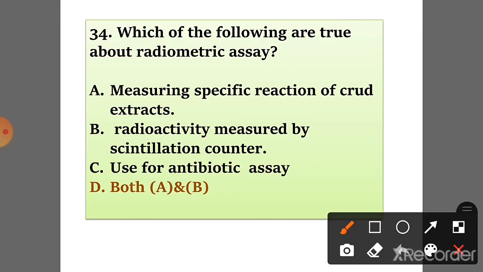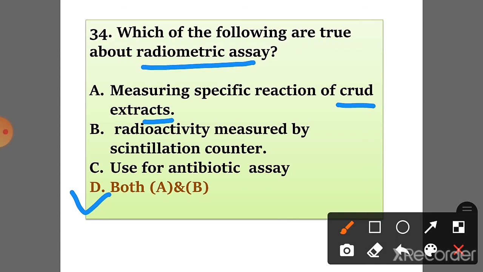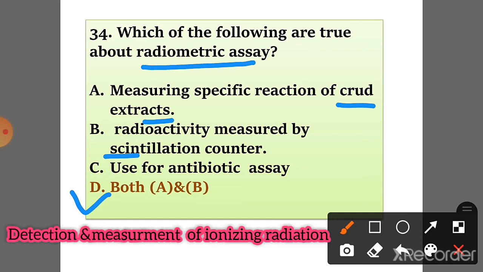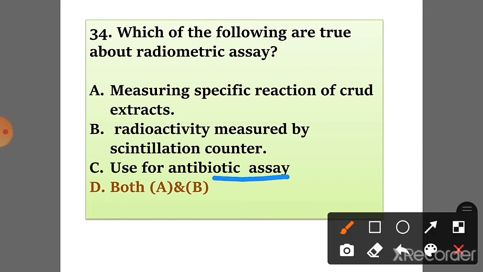Question 34. Which of the following are true about radiometric assay? Option D, both A and B. Measuring specific reaction of crude extract. Crude extract means the enzyme produced is a mixture of enzymes produced when cells lyse, and radioactivity is measured by scintillation counter. Scintillation counter is an instrument for detection and measurement of ionizing radiation, and it is not used for antibiotic assay, it is used for enzyme assay.